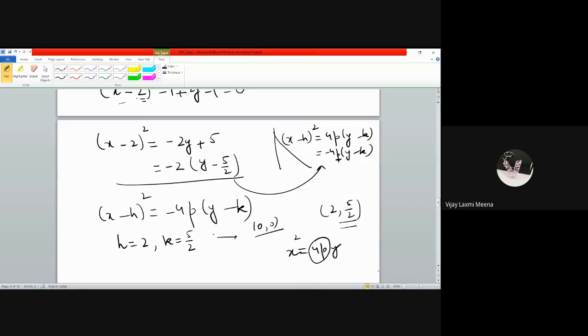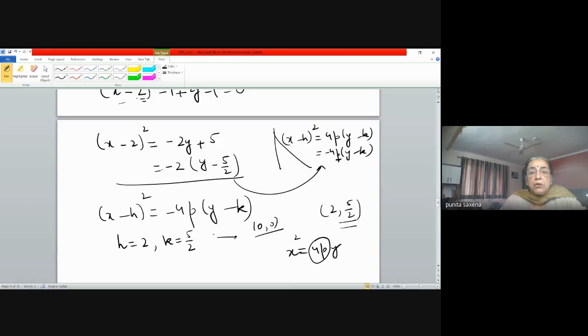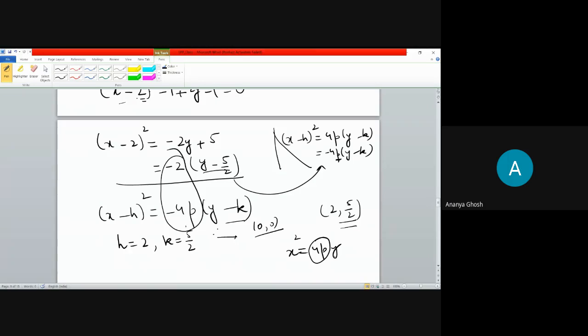Yes, ma'am. ठीक है, तो अभी मैं अपनी इक्वेशन इस तरह लिख रही हूँ. ऑब्वियसली फ्रॉम हियर इट इज क्लियर दैट माय 4p इज 2. तो यहां से मेरे को p मिलेगा ना. यहां तो y माइनस k चाहिए ना मुझे. Is it okay or not? Yes ma'am, I got it now.